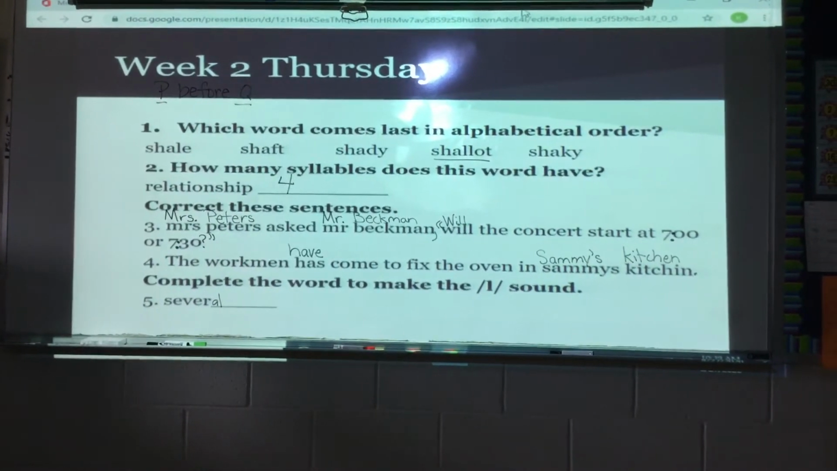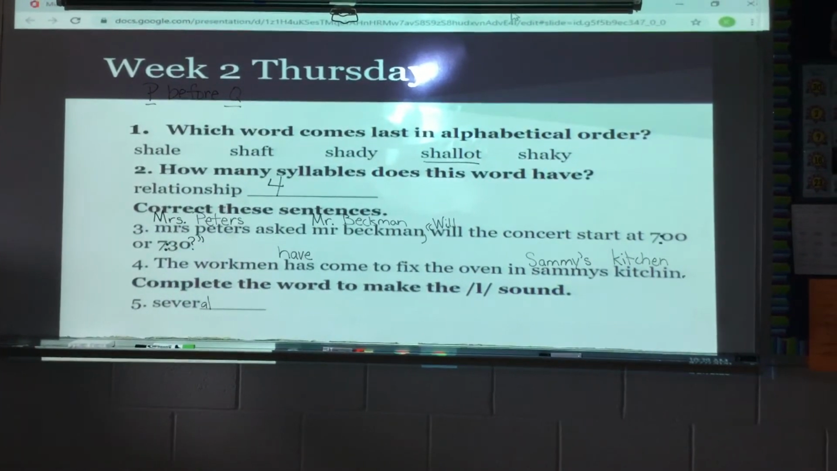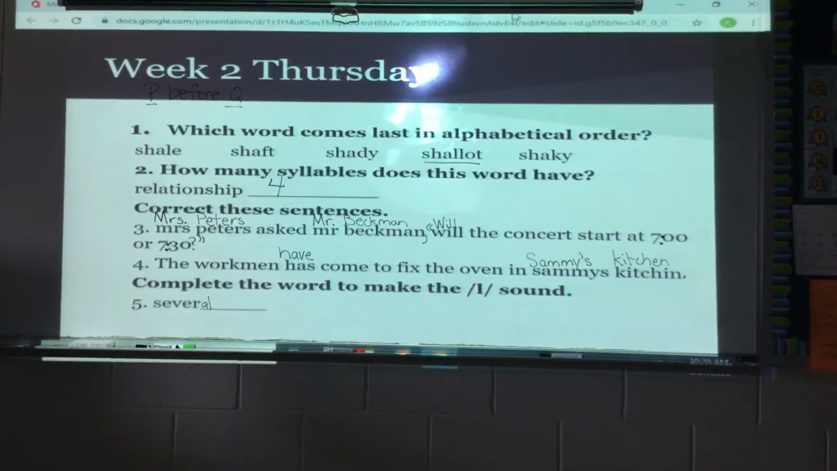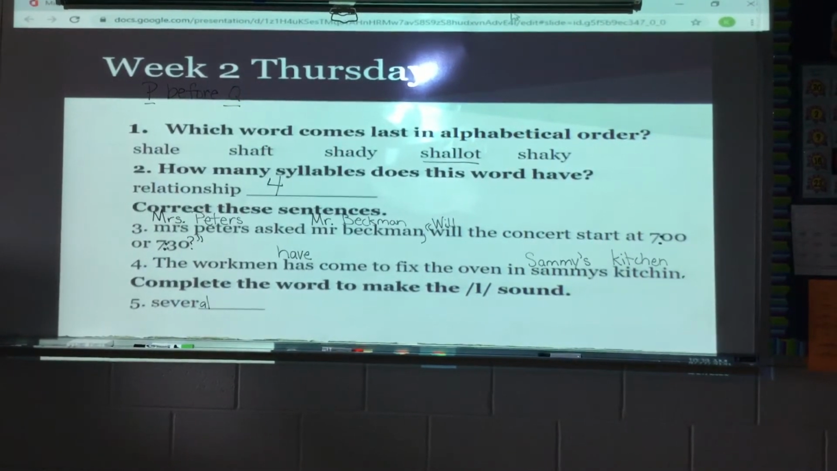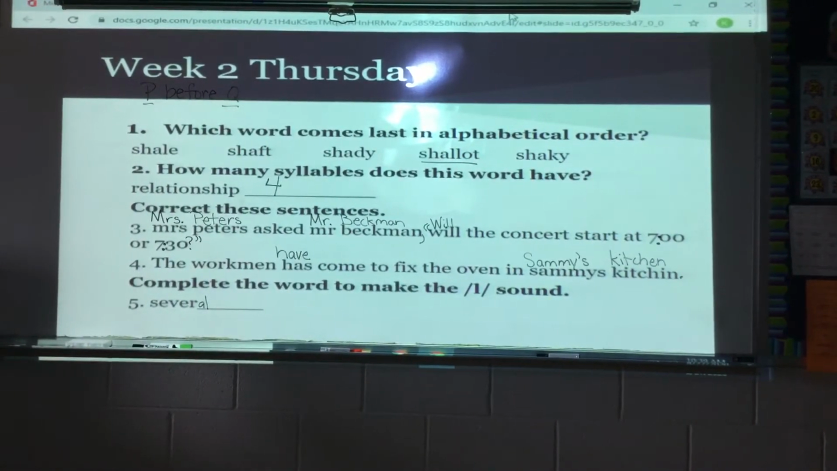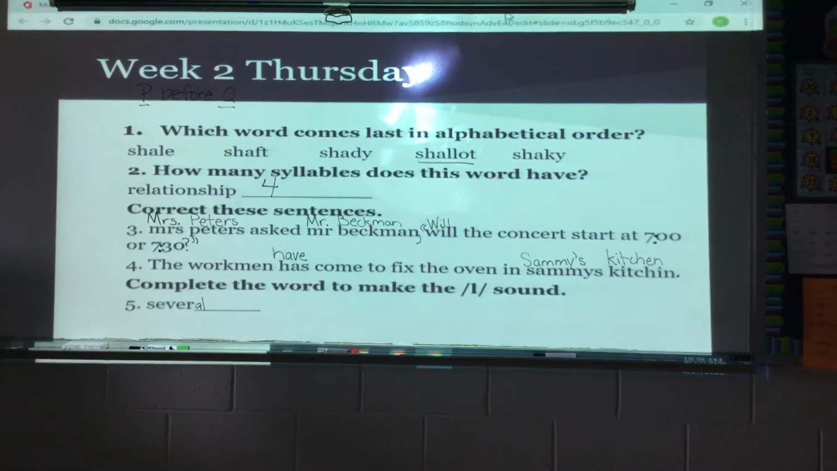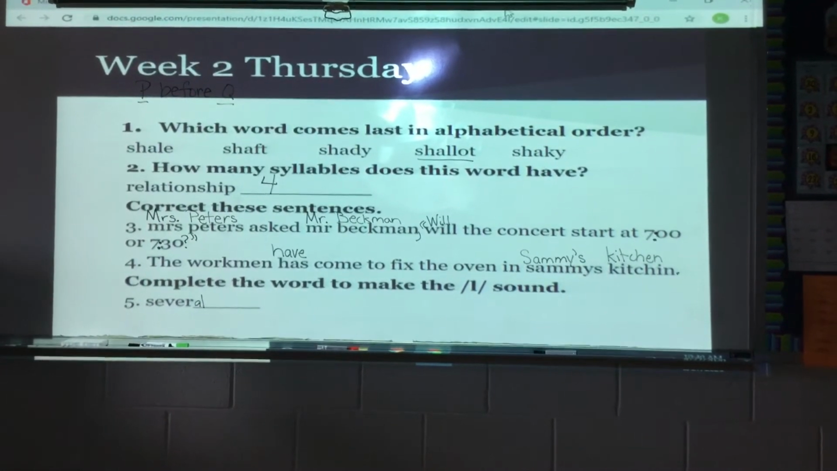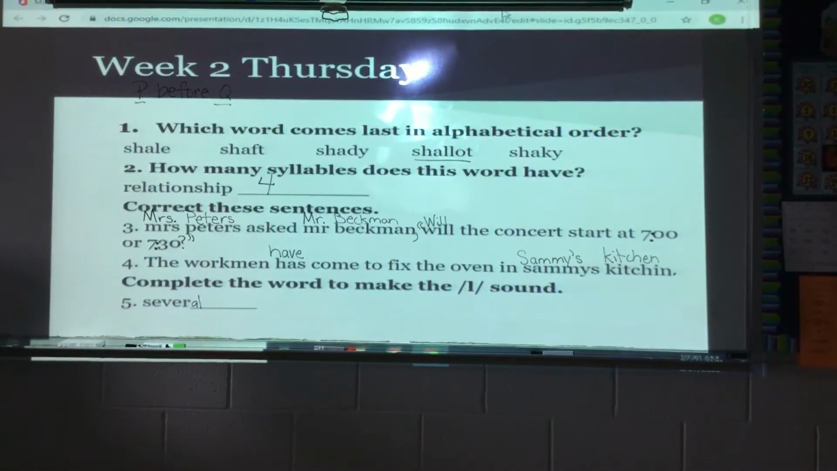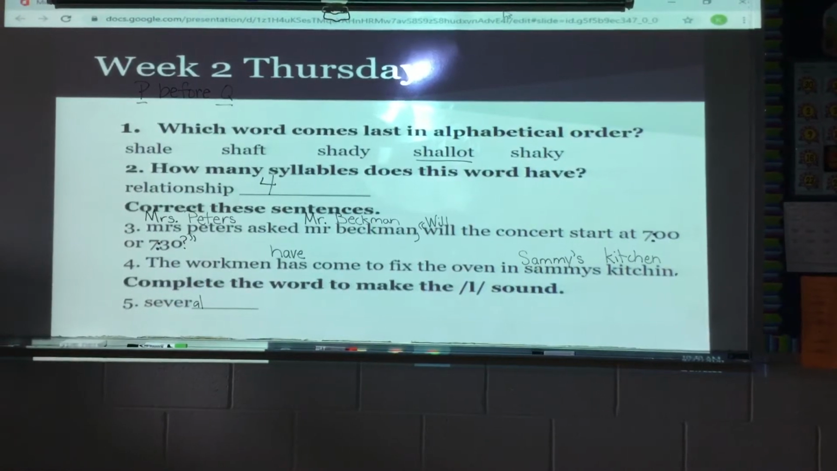Number 3, I'm going to read it in the original form, which is Mrs. Peters asked Mr. Beckman, will the concert start at 700 or 730? Well, clearly 700 and 730 don't make sense. So one of the first things you may have noticed is that there's a colon to show that these are times, 7 o'clock and 7:30.